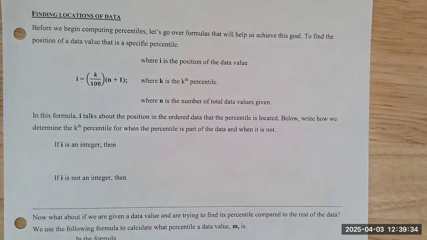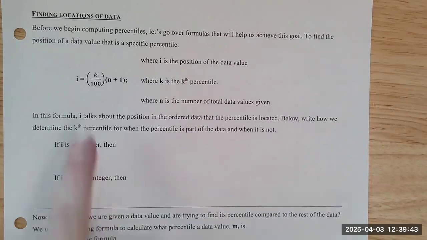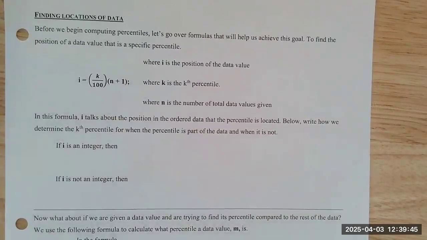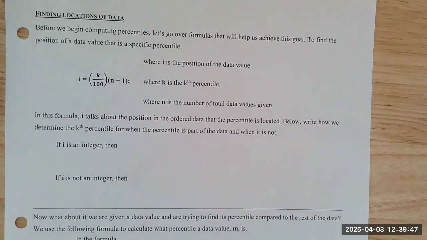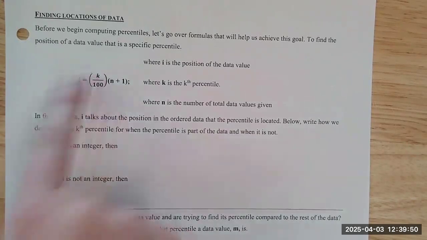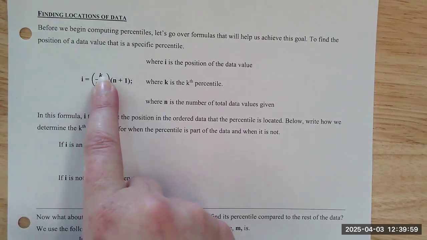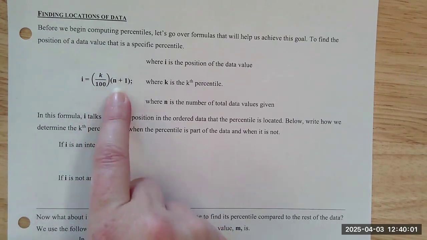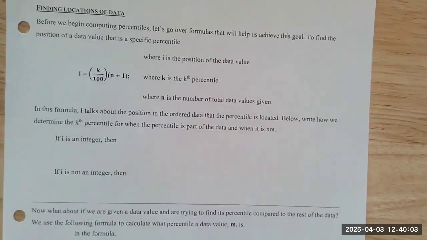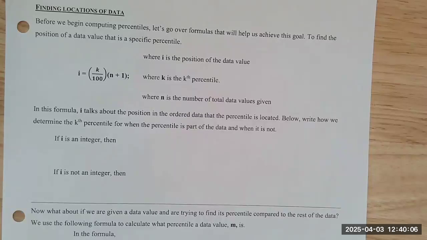But in terms of percentiles, we actually can do more than just the 25th, 50th, and 75th percentile. If we use this formula, we can find any percentile we want. We could do the 63rd percentile. We could do a crazy percentile. We just need this formula. The I represents the position in the data. The K represents the percentile we're looking for. And the N represents how much data we've actually got right in front of us.